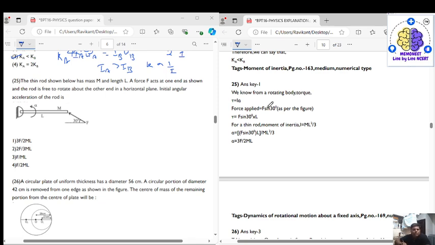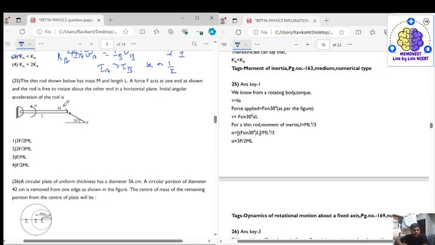Question number 25 says that a thin rod shown below has mass m and length L. A force F acts on one end as shown in the figure. The rod is free to rotate about the other end in a horizontal plane. We need to find the initial angular acceleration of the rod.